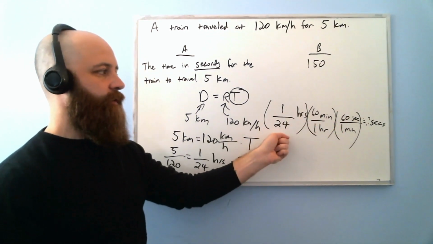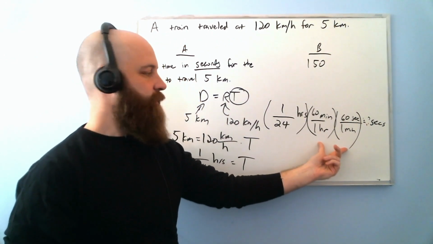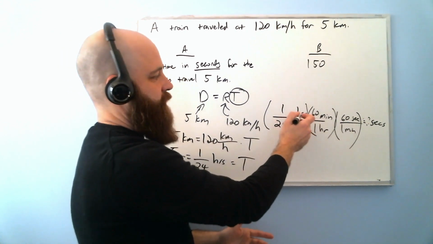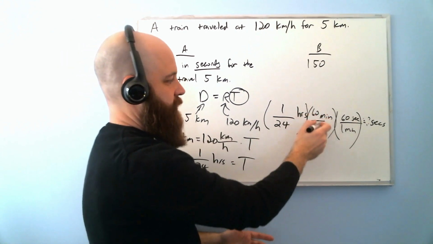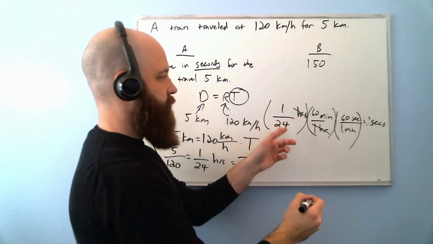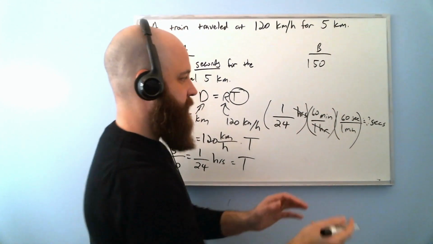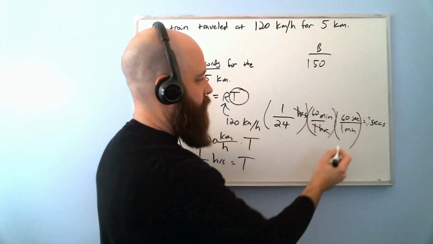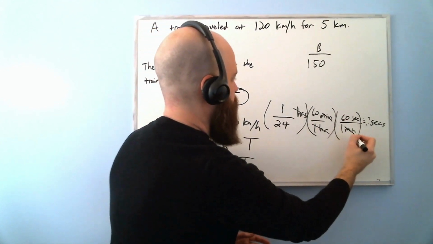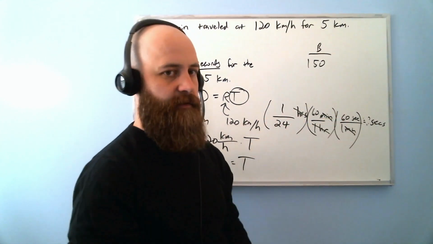I started with hours. I want to get to seconds. So I'm going to need to have some conversion factors to convert those units. So my first step is to convert hours to minutes. 60 minutes in 1 hour. Okay, these hours as units cancel, and I'm left with 1 over 24 times 60 minutes. Okay, but I want to get minutes into seconds, so I multiply by 60 seconds over 1 minute, because that's a true statement. The minutes will cancel, and I'll be left with 1 over 24 times 60 seconds.